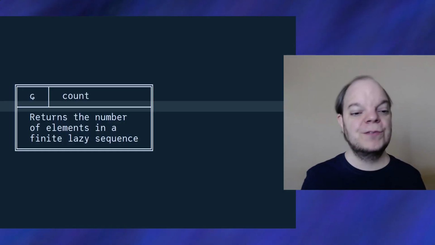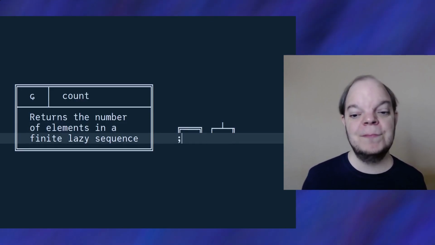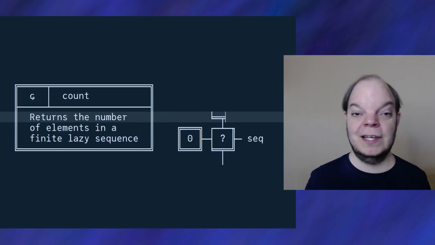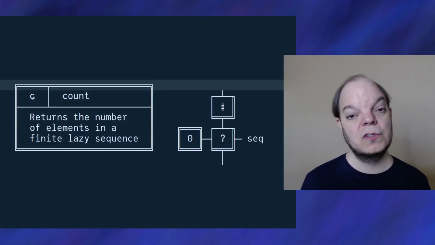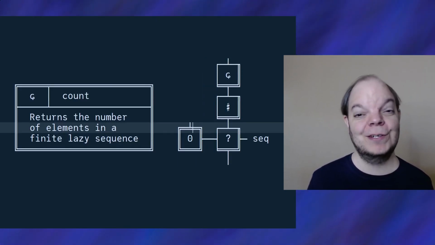Okay, but of course most lazy sequences that we'll be dealing with are going to be finite. So let's see if we can write a simple function that will count how many elements are in a lazy sequence. Obviously, if the sequence is empty, then the count is 0. But if the sequence is not empty, then the answer is 1 more than the number of elements in the tail.